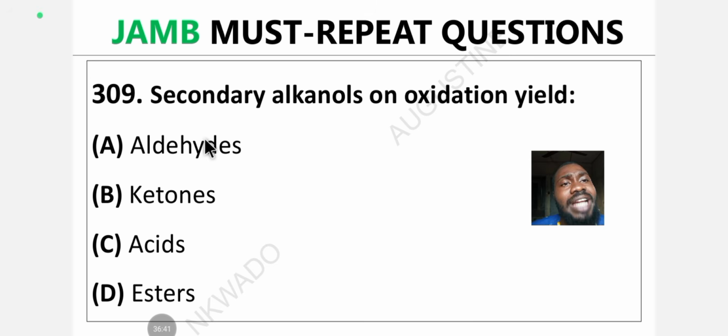Question 309. Secondary alcohol on oxidation yields what? A. Aldehyde. B. Ketones. C. Acids. D. Esters. This is very easy now. I want you to go and blast. All these are my JAMB repeat questions. You must see them. Drop the answer in the comment section to test your preparedness, to test your readiness.